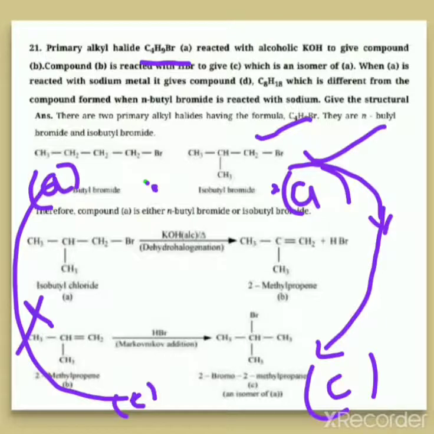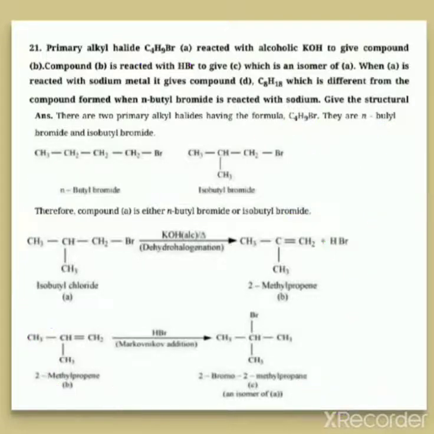So you need to compare both the possibilities. You have to check both the possibilities and then you will come up with an idea that the first possibility, that is this possibility, is the correct possible structure. So that is about this reaction.